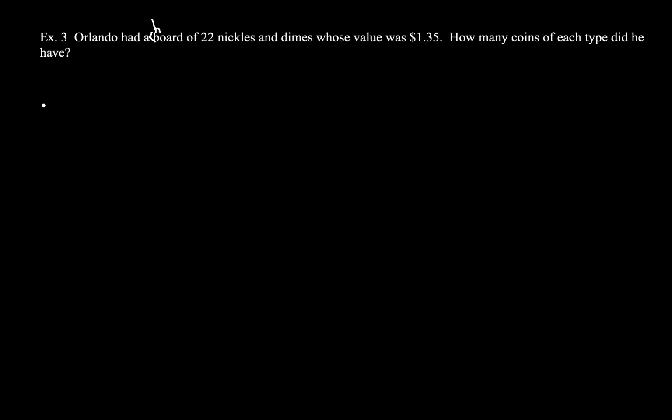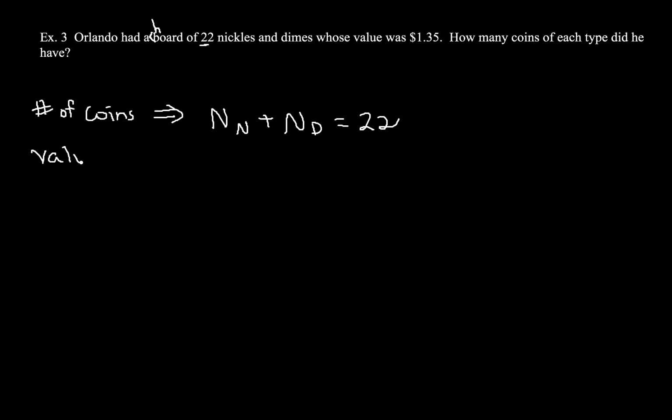So the first one is just your number of coins, nothing to do with value. So we have 22 nickels and dimes. So the number of nickels plus the number of dimes equals 22. The next one is your value equation. So how much is a nickel worth? It's 5 times the number of nickels plus 10 times the number of dimes equals 135.